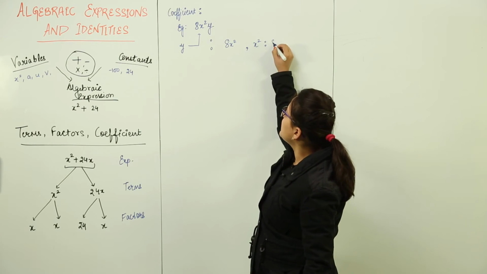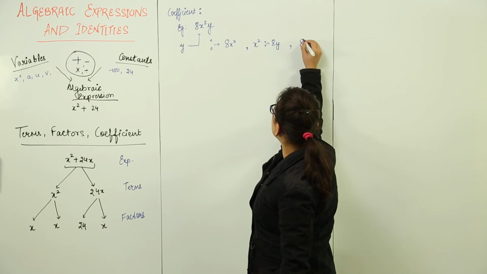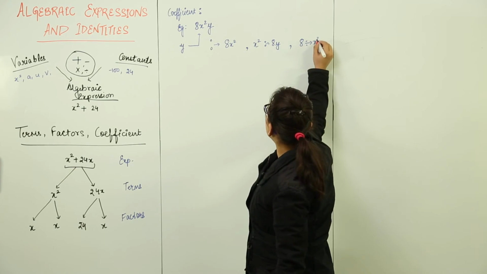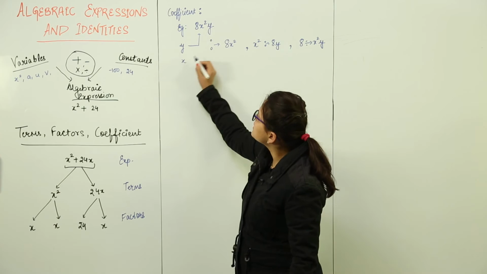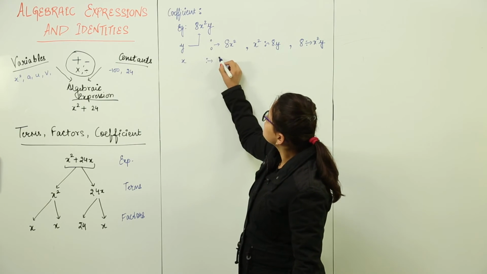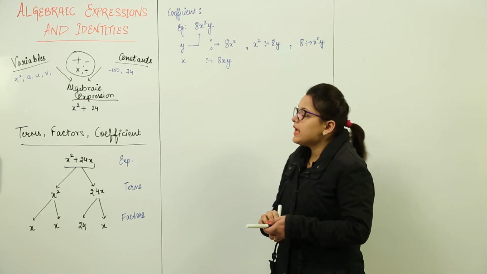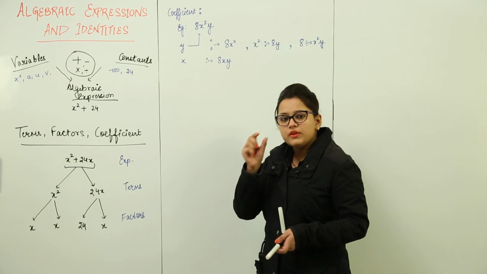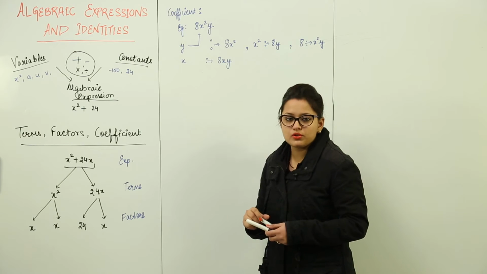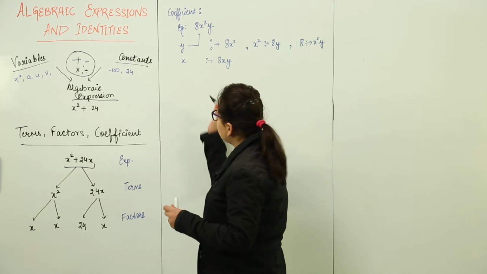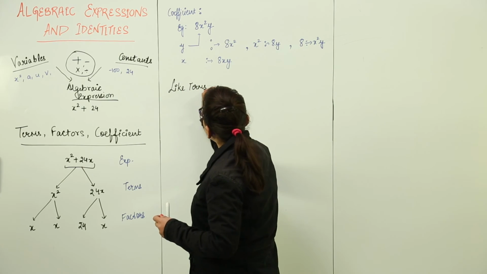What is the coefficient of x square in this term? It is 8y. What is the coefficient of 8 in this term, if I ask you? That would be x square y. Right? If I ask you what is the coefficient of x in this term, it would be 8xy. Right? The coefficient means everything except the variable that we are talking about. Everything except that in this term will be the coefficient of the term.